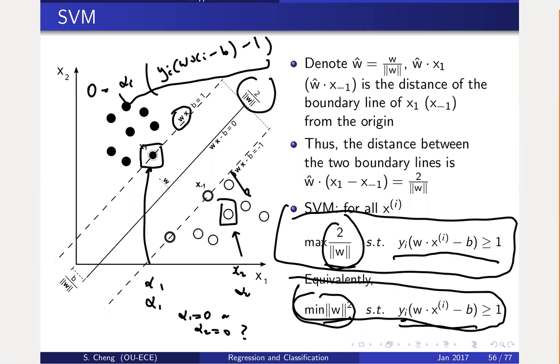Some of you follow the majority, but the majority is not always correct. So let's think about what this condition is here. At this line here, I have w x minus b equal to 1, right? The label on this side, y1, is equal to 1. So here I will have this part equal to 0.